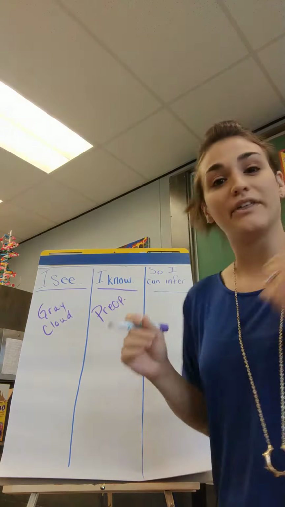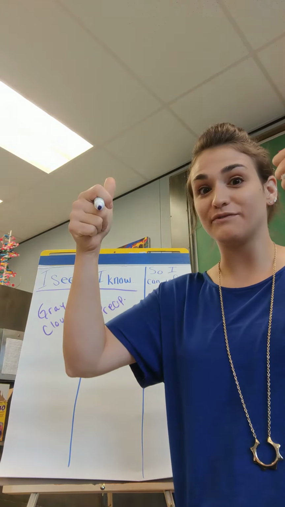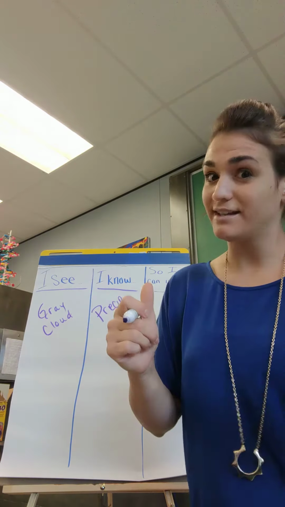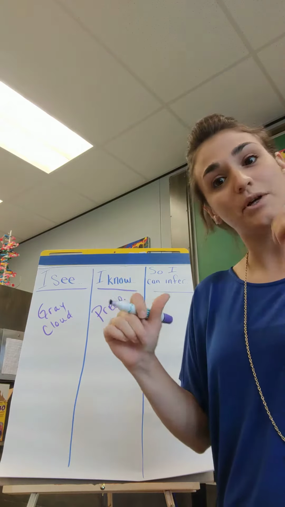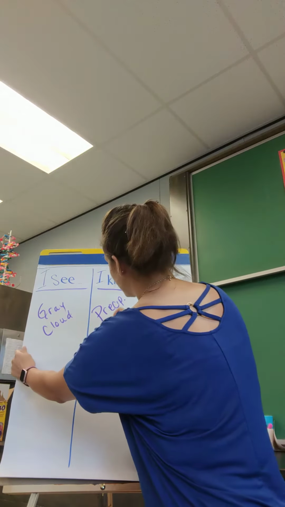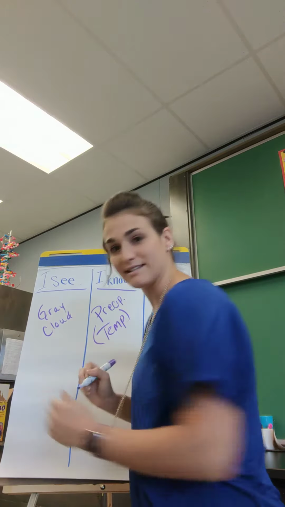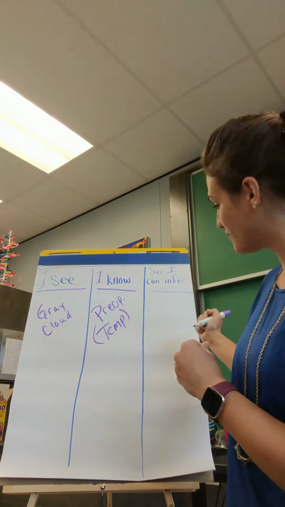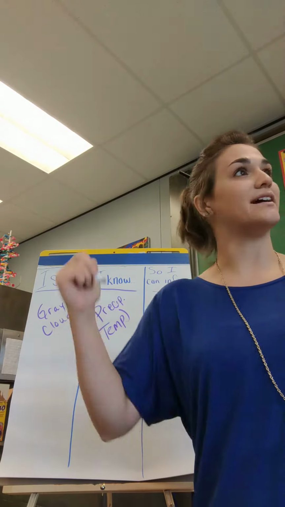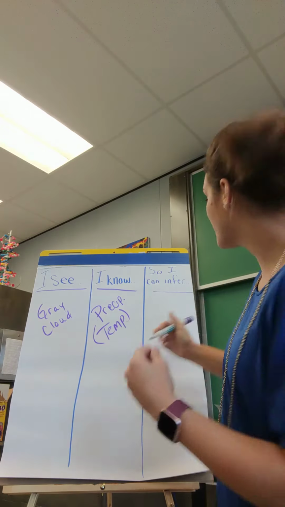I also know that if that is higher than 32 degrees Fahrenheit, we're going to have rain. If it's less than 32 degrees Fahrenheit, we're going to have snow. So I know that temperature makes a difference there. And so I can infer that today, being higher than 32 degrees Fahrenheit, it's going to rain.